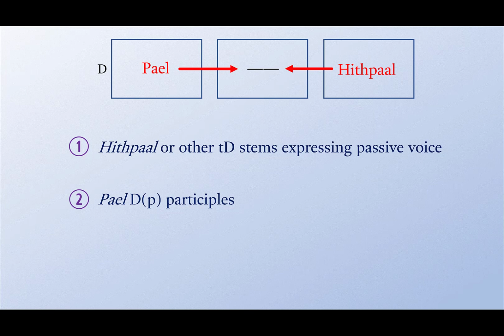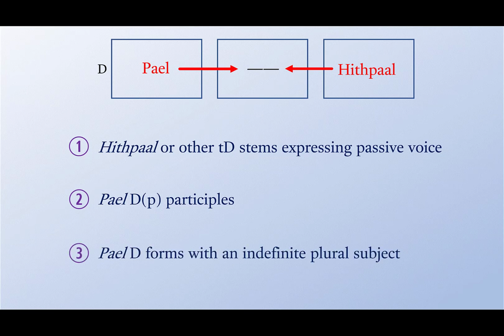We haven't talked about participles yet, but the pa'el, that is to say the active voice D stem, its participles can have passive meaning. So there's a D and then P in parentheses participle, and we'll see why I use that notation later, that can also express a DP idea. And then finally, there are Pa'el D forms with an indefinite plural subject.